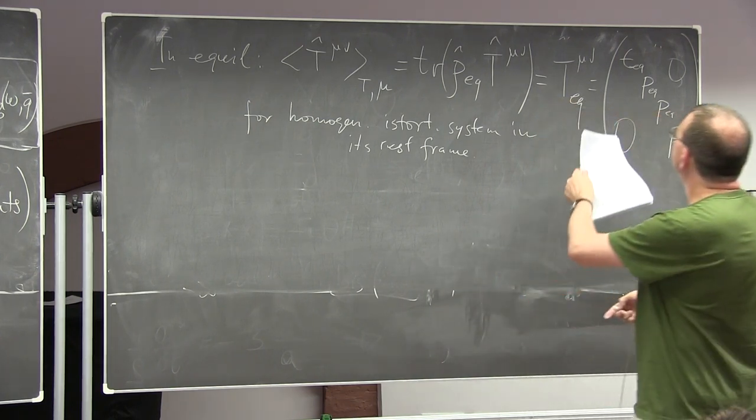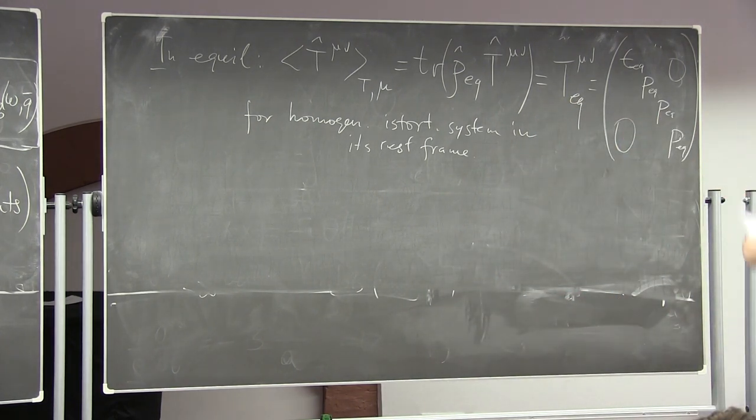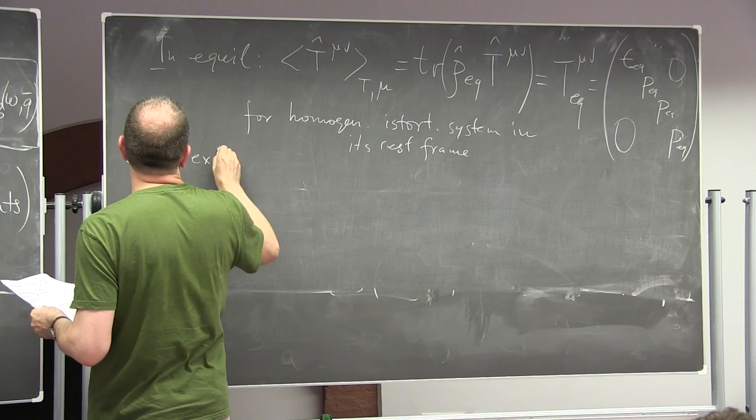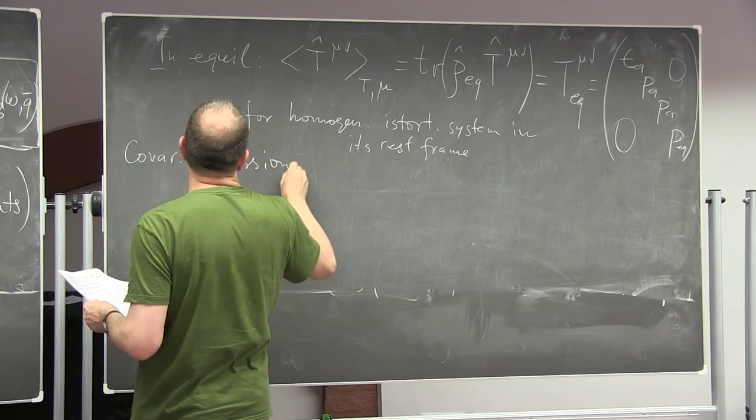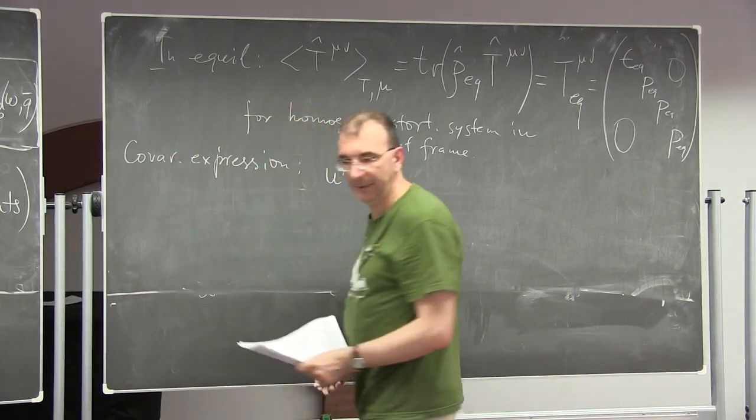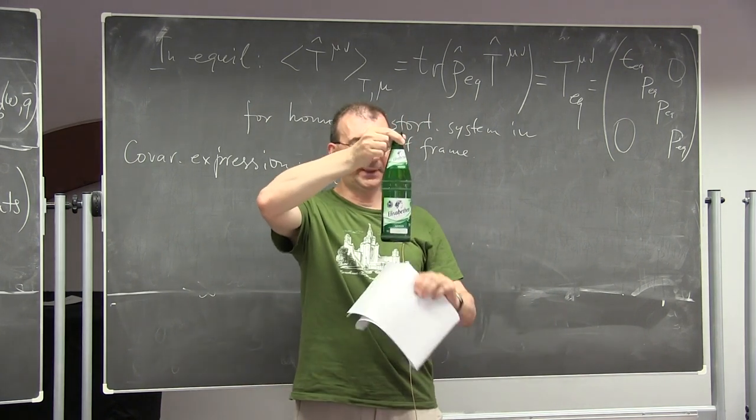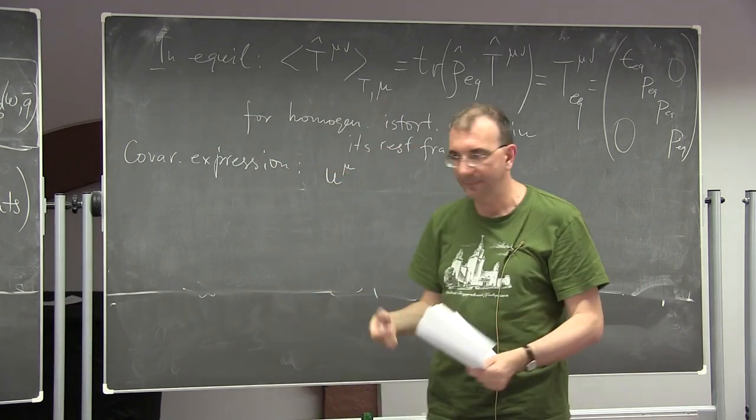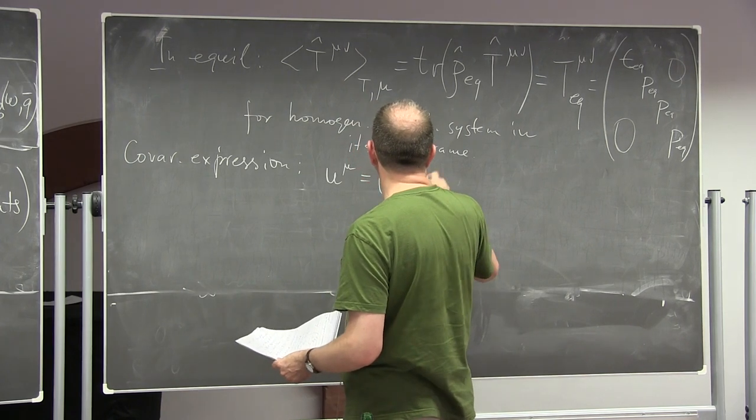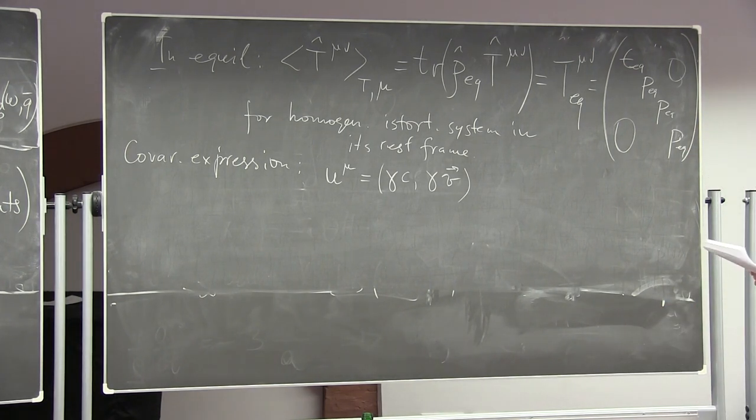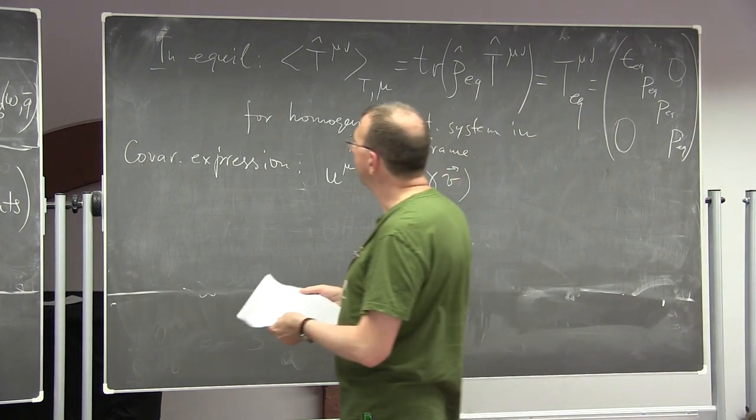Now, if you want a covariant expression, since this is in the rest frame of the fluid, the covariant expression for T^{μν}. So suppose now this fluid is moving with constant velocity u^μ relative to me. So u^μ is (γc, γv), with the obvious γ being 1 over the square root. Then the covariant expression for T^{μν} is also well known.